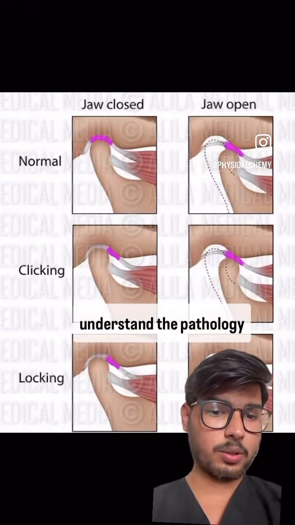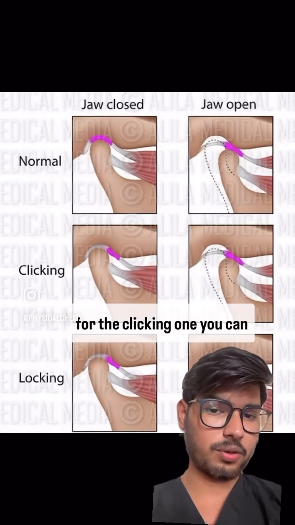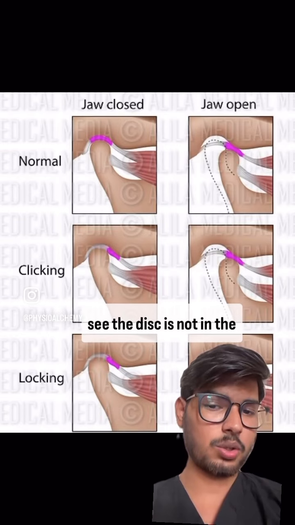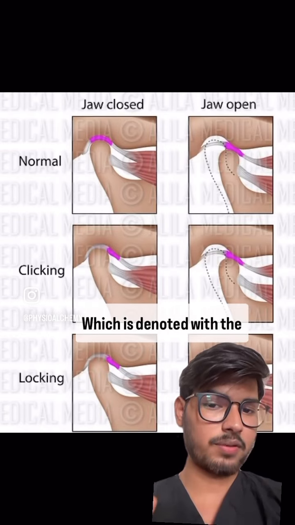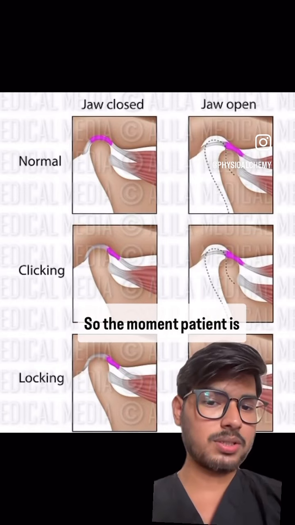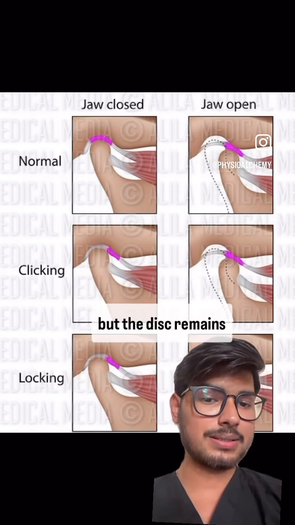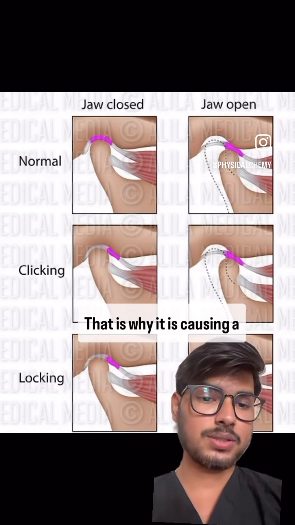Now you understand the pathology behind clicking sound and the locking of the jaw. As you can see in the images for the clicking one, the disc is not in the normal position, which is denoted with the purple color. It is anteriorly placed, okay. So the moment patient is closing the jaw, the condyle moves posteriorly into the fossa, but the disc remains anteriorly. That is why it is causing a click sound.